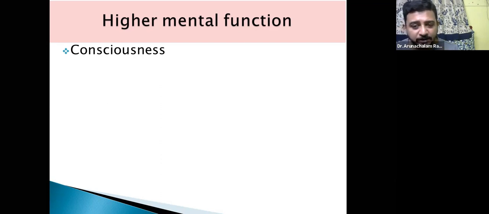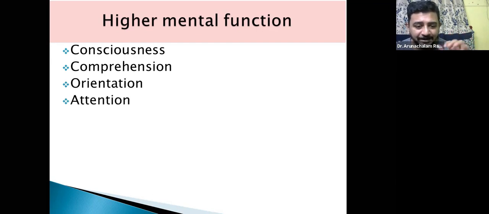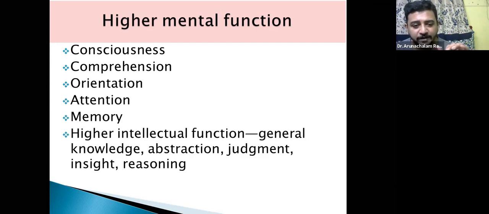Next is the higher mental functions. The first thing on examination, you should see the higher mental function. When I say higher mental function, five important things are there: consciousness, comprehension, orientation, attention, and memory. In consciousness, we can say whether the patient is in stupor, coma, or confusion. Based upon the GCS scores, you can say whether he is conscious.